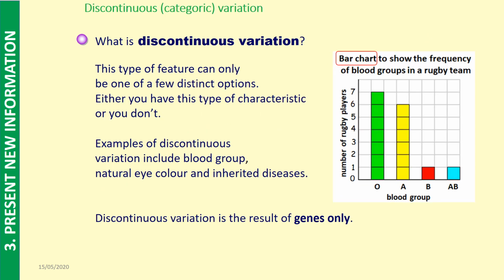Discontinuous variation, however, is this idea of having distinct categories. You've only got a few very different options. Either you have this characteristic or you have this one. You can't be in the middle. Examples include blood group, eye colour, inherited diseases. And almost always discontinuous variation is the result of genes only. And we always show these in bar charts. So here on the right hand side we've got a blood group discontinuous bar chart where 7 people have blood type O, 6 have blood type A, and then 1 person is in category B and category AB for blood type.